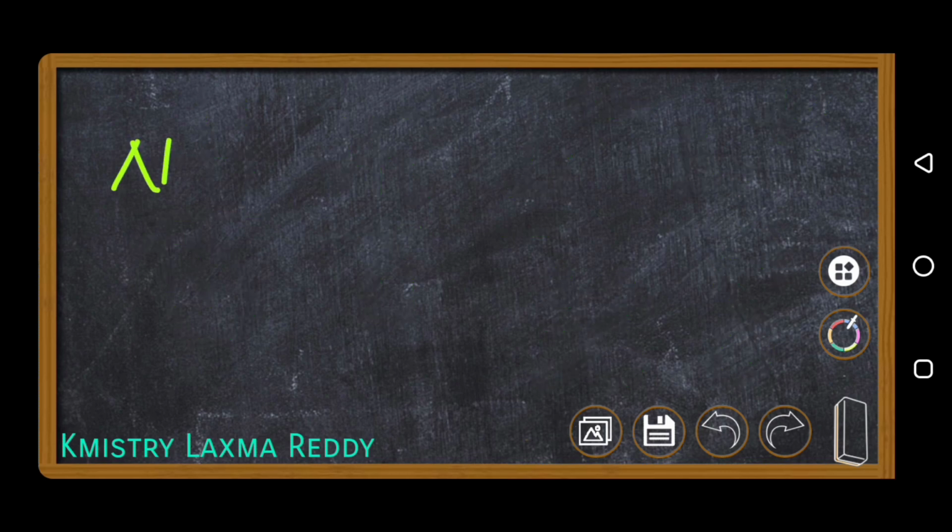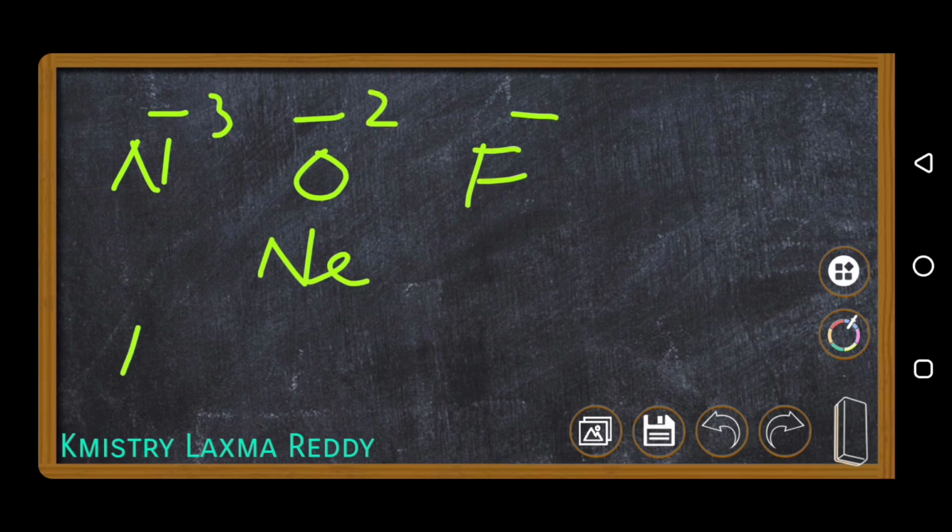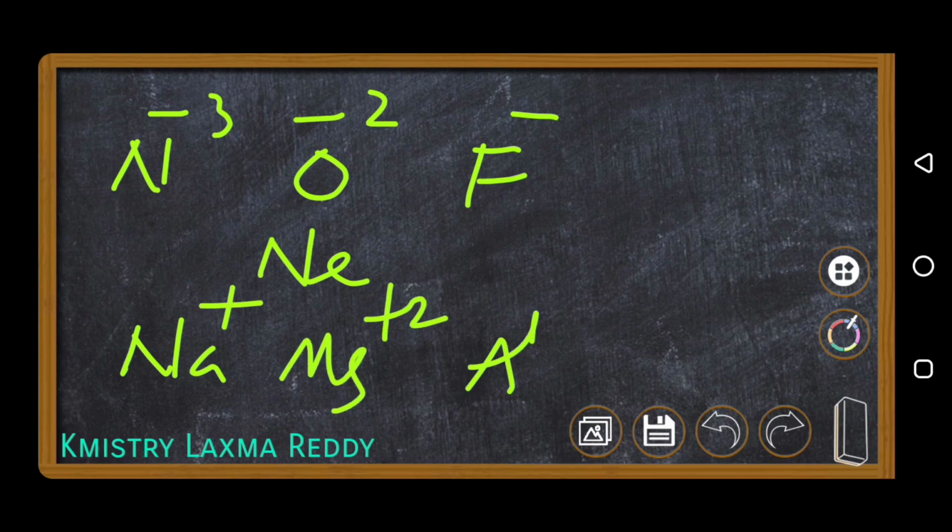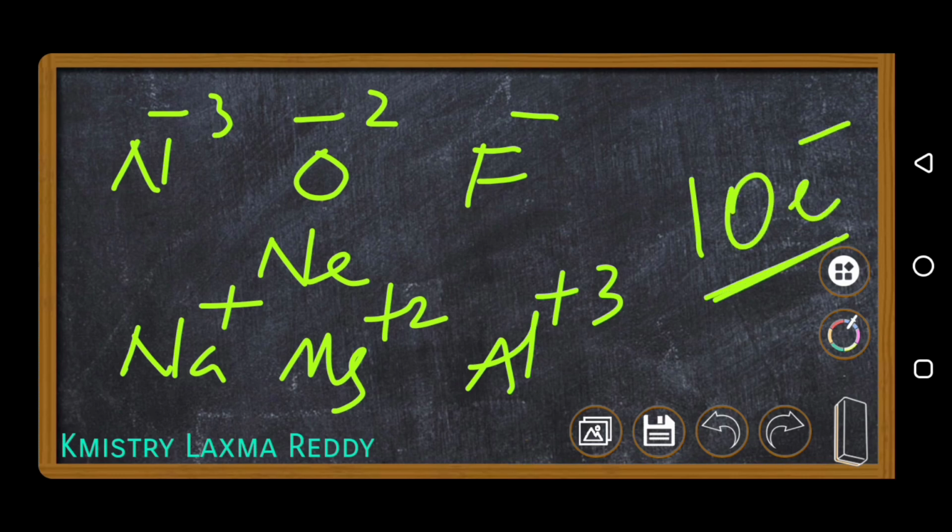And one simple example you can do. In all these cases there are 10 electrons. N 3 minus, 7 plus 3; O 2 minus, 8 plus 2; F minus, 9 plus 1; neon; sodium plus, 11 minus 1; magnesium 2 plus, 12 minus 2; Al 3 plus, 13 minus 3. So now all of them are having 10 electrons each.